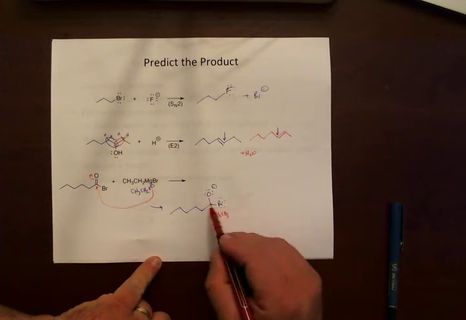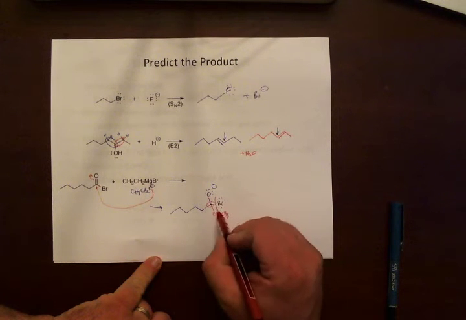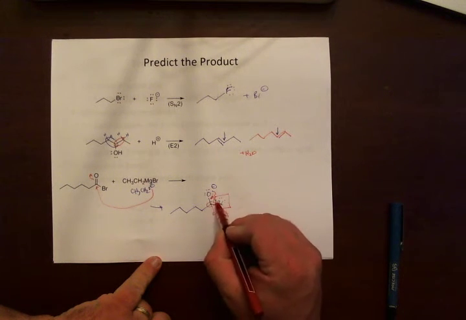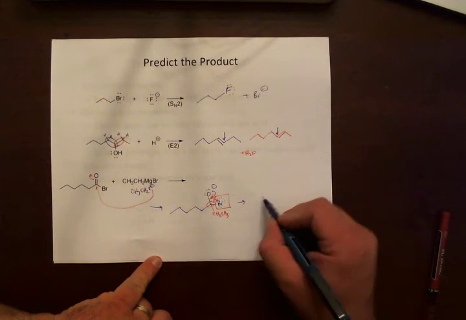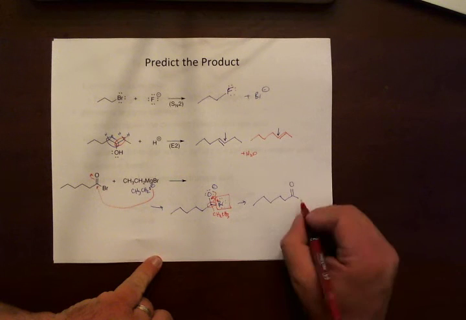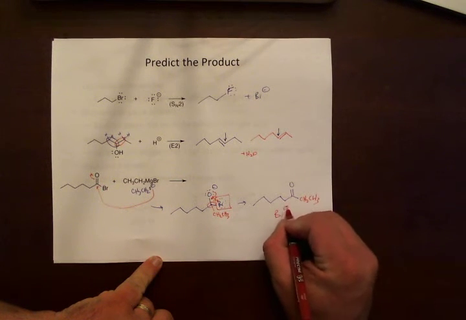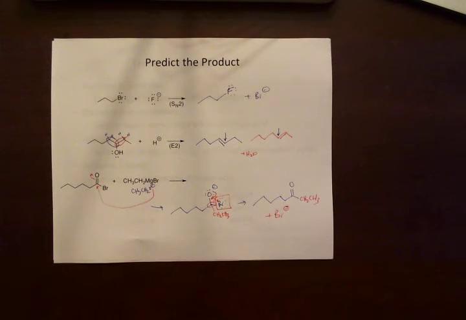Now the question is, at this carbon here, is there a leaving group? Yep, there is. It's this here. So this is going to collapse and kick that away. So you're going to end up with this, CH2, CH3, Br minus.